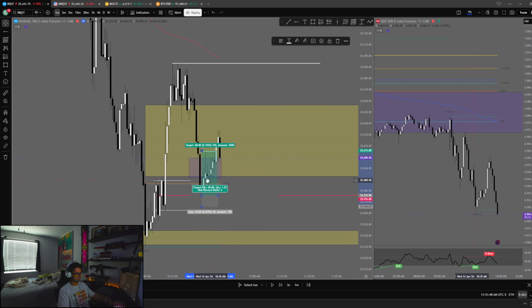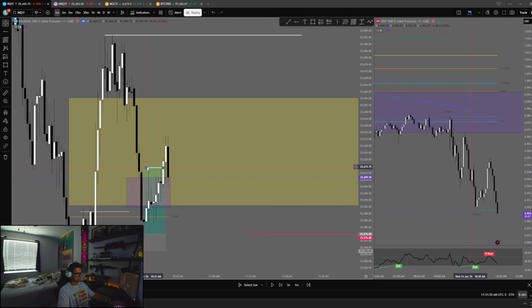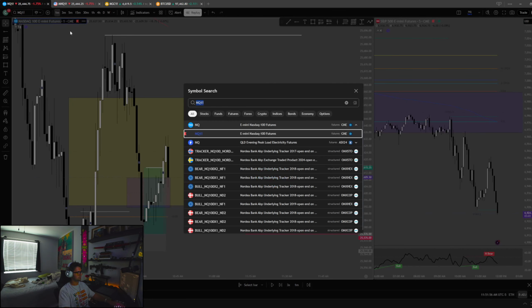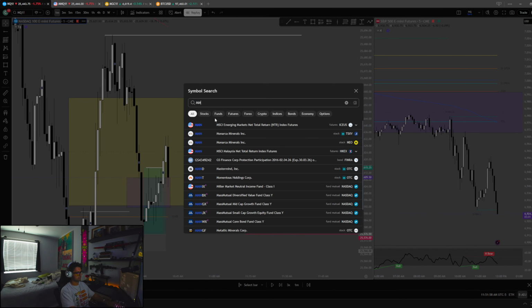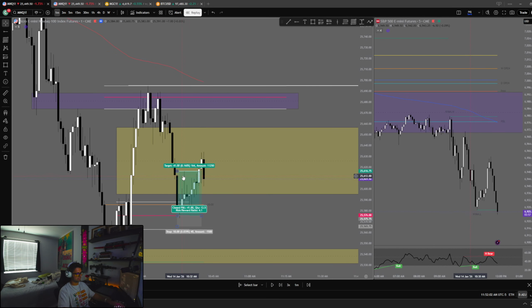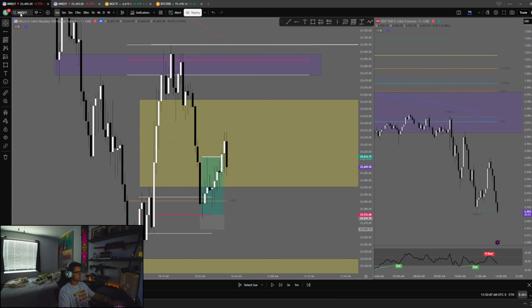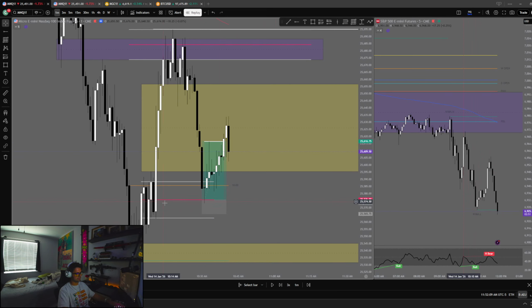MNQ, you can see that they're not totally lined up. Like at this internal high on NQ, it was only 39 points, but on MNQ, if you go over there, it was 41 points that I hit on MNQ. But yeah, that's pretty much it.